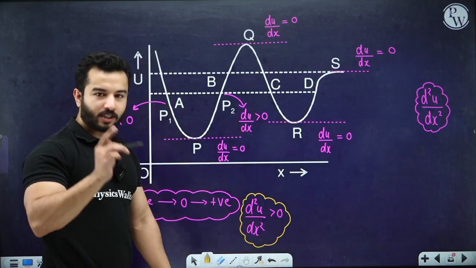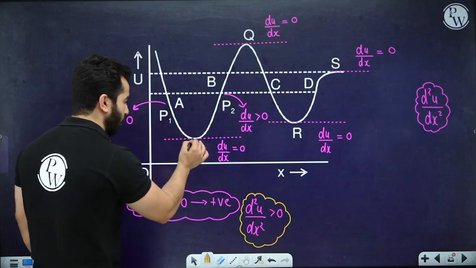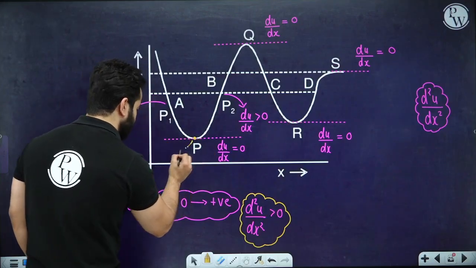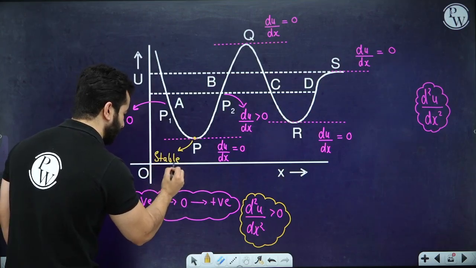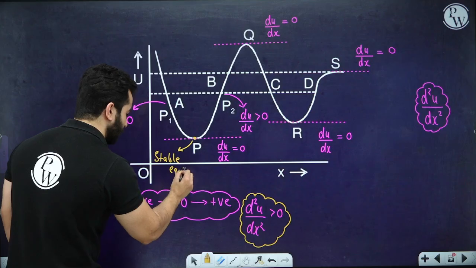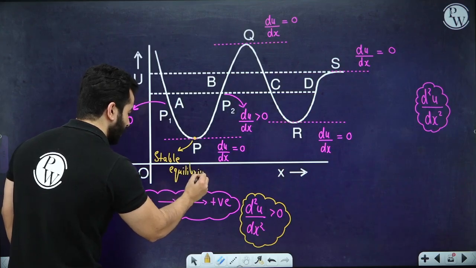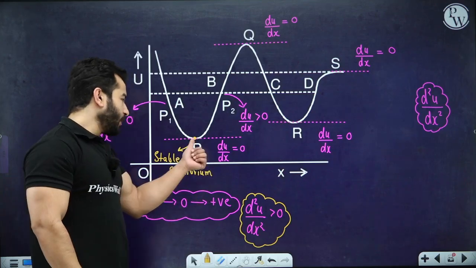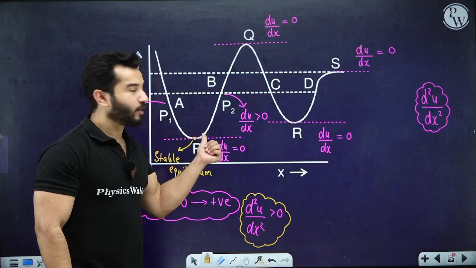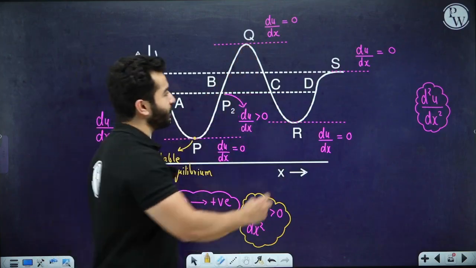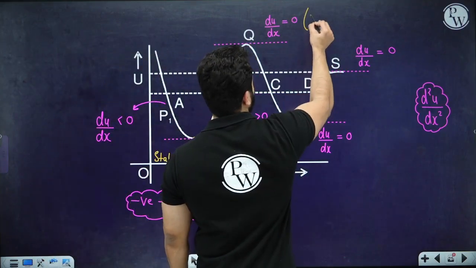Right? So this is the case for stable equilibrium. So the point P is a case for stable equilibrium. You could have said to me that we don't have to worry about it, as we can see that point P is the minimum potential energy. So P is the stable equilibrium, Q is the unstable equilibrium, and S is going to be the stable, neutral.